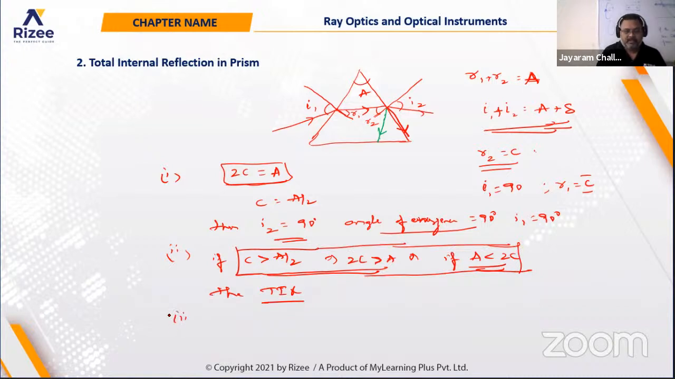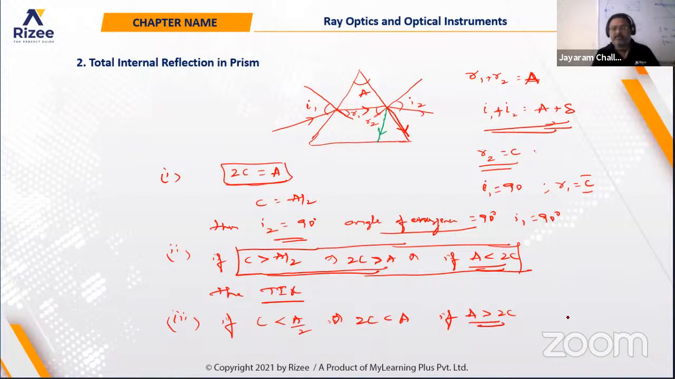Or else, in this third case, if C is less than A by 2, or 2C is less than A, or if the angle of the prism is greater than 2C, then normal emergence takes place, and the emergent ray will come out of the prism.